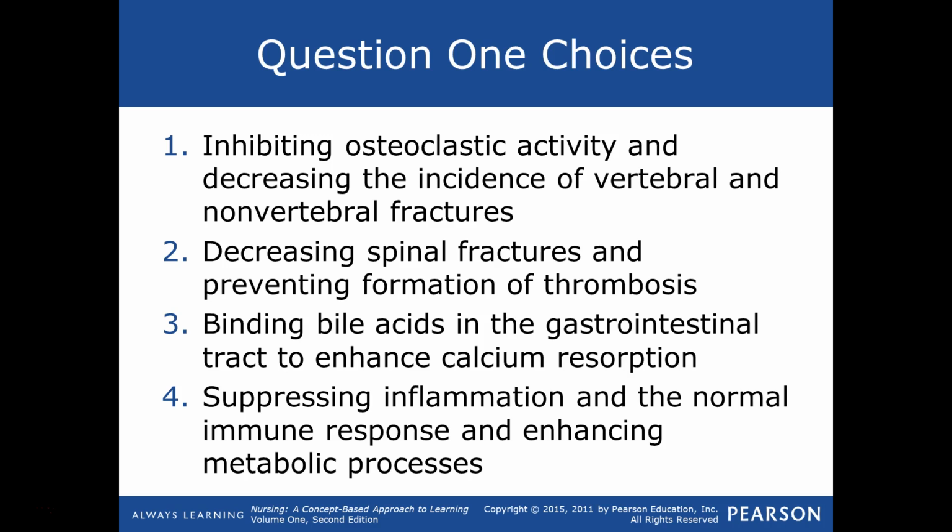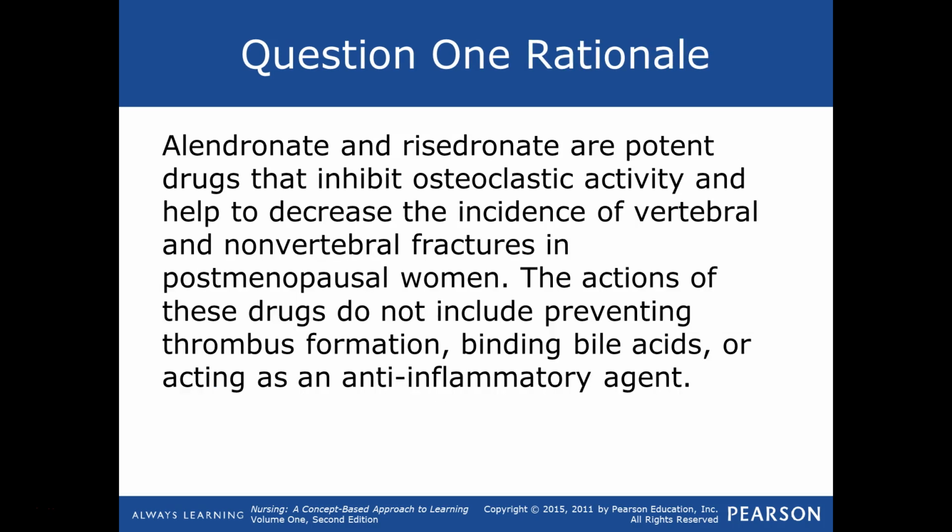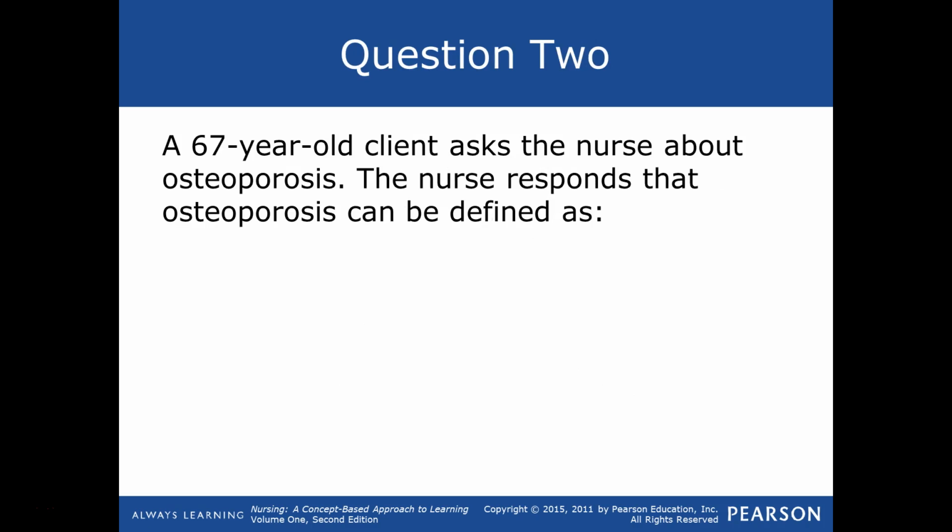So how does this medication work? And the answer is 1. Inhibits osteoclastic activity and decreases the incidence of vertebral and non-vertebral fractures. These are very potent drugs that inhibit osteoclastic activity and help to decrease the incidence of vertebral and non-vertebral fractures in postmenopausal women. The actions of these drugs do not include preventing thrombus formation, binding bile acids, or acting as an anti-inflammatory agent. Question 2.